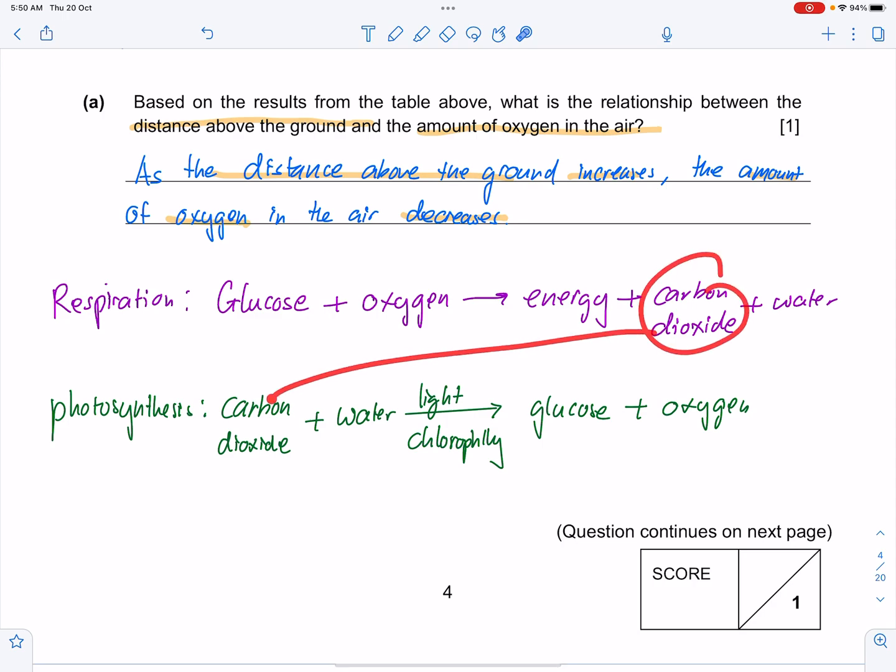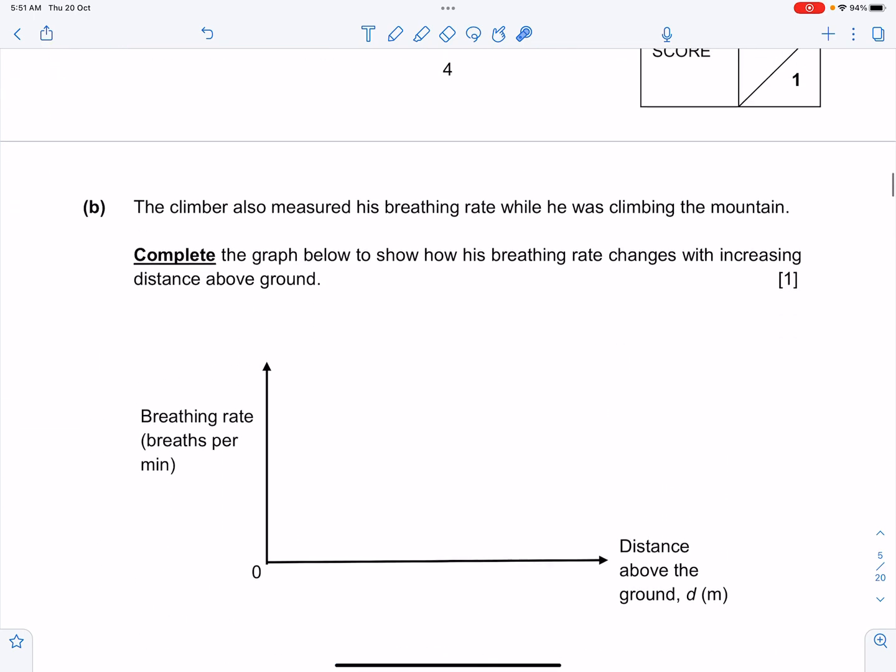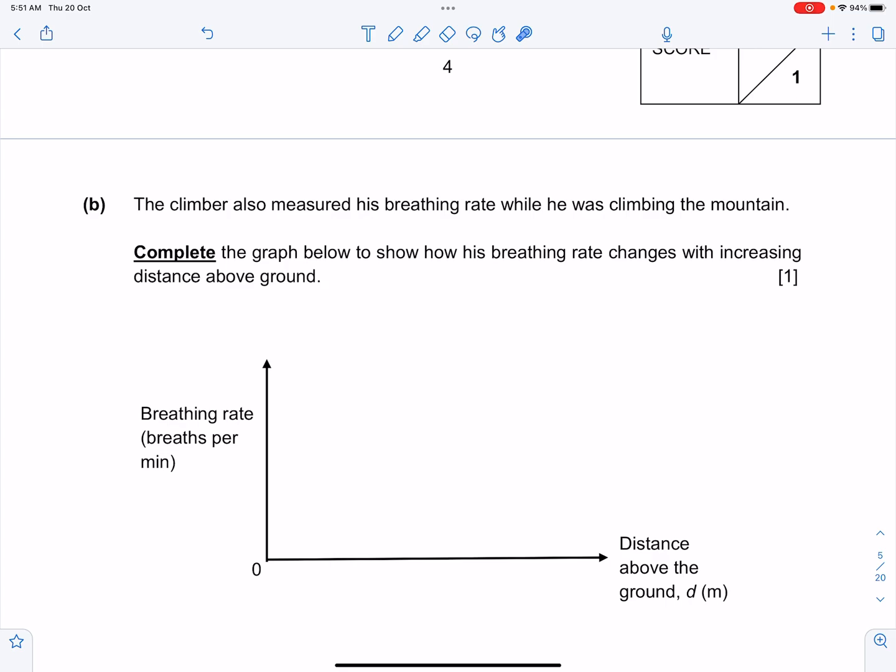So your carbon dioxide and your water are on the left side, your glucose is over here, and your oxygen is on your right side. Energy is over here. As you can see, they are really quite the opposite. One is to break down your glucose to release energy. The other is to convert energy into glucose. All right? Now with these two, we can answer many questions.